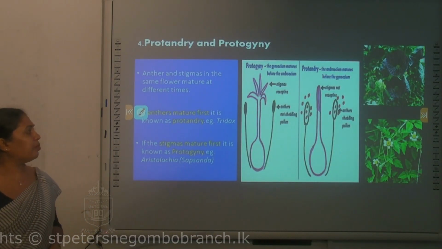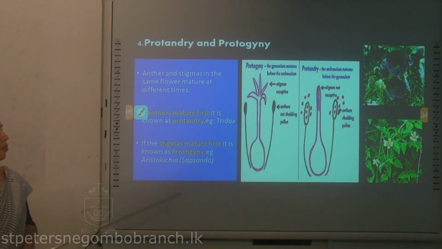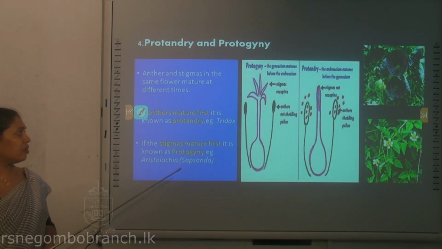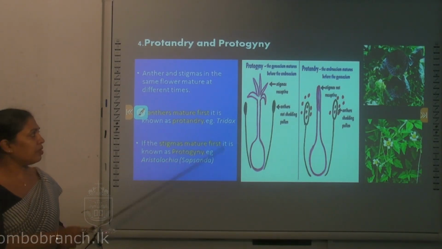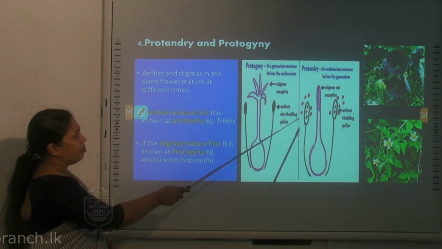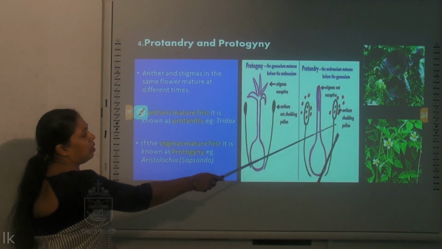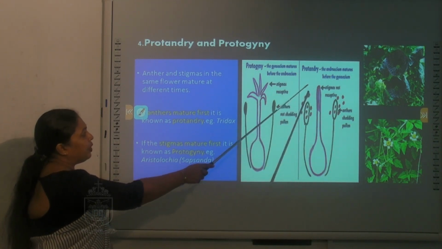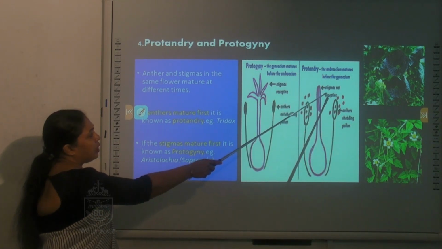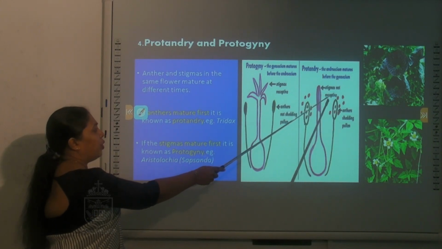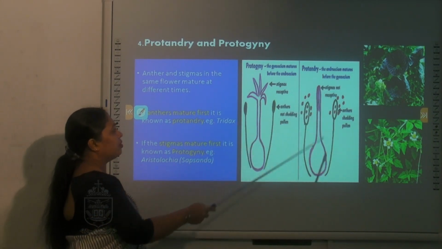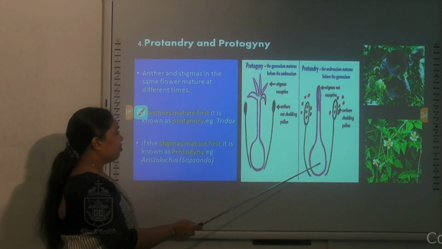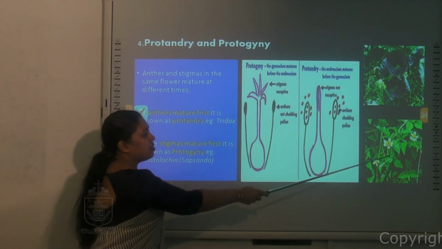So protandry and protogamy is also another mechanism. It means in some flowers the anthers mature first and release pollen. So it is known as protandry. Now the stigma is not receptive, it is not open yet and it is not functioning yet. The most common example in Sri Lanka is Tridax.